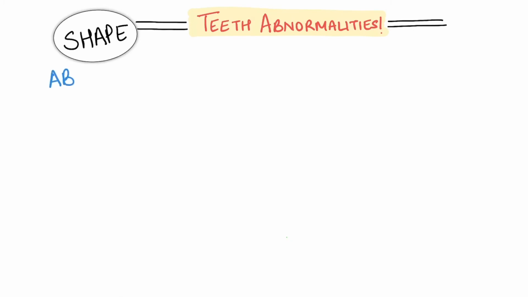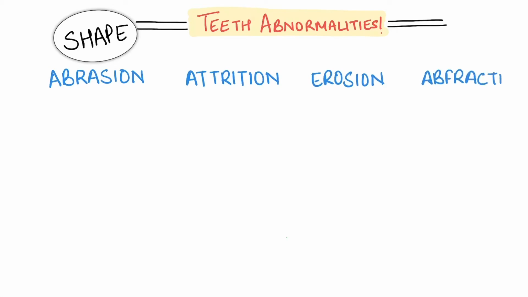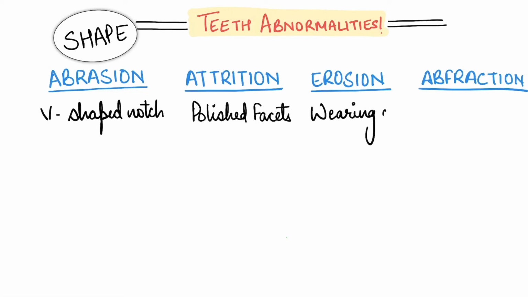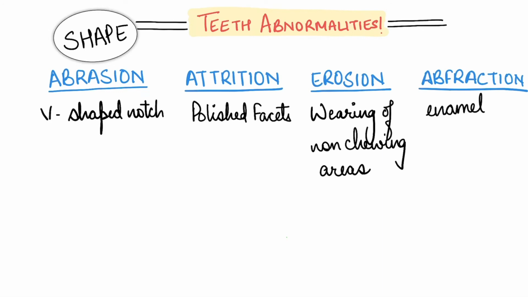The last variation in shape we are talking here are abrasion, attrition, erosion and abfraction. So first see what is abrasion. Abrasion is seen in the form of a V-shaped notch on the tooth, and it is generally associated with CEJ. Attrition is the variation when we see polished facets on the incisal and occlusal areas. Erosion means wearing of the non-chewing areas, and it is present on the palatal surface of upper and lower incisors. The last here is abfraction. It is again an enamel wear at CEJ, but it is different from abrasion.